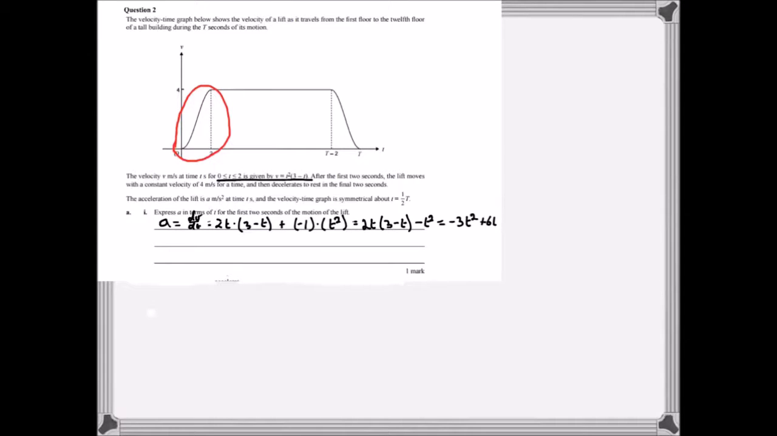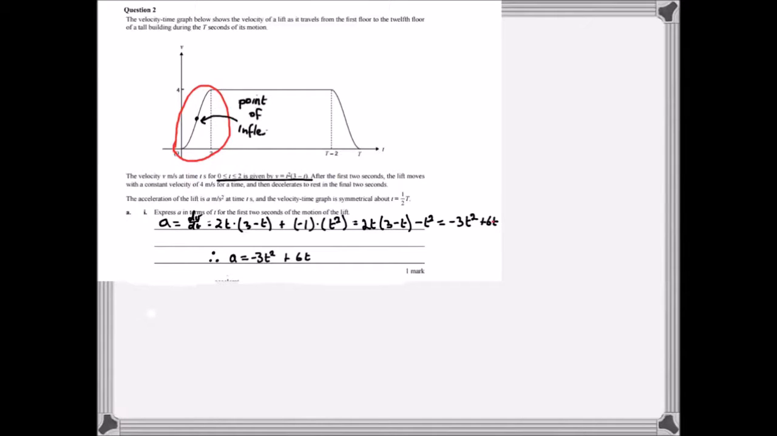It's quite a straightforward function. It's a quadratic. I'll just put the t there, and we're pretty much done for that question. We just state it nicely at the end and we will get our mark.